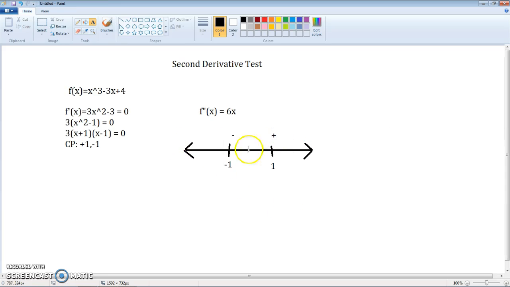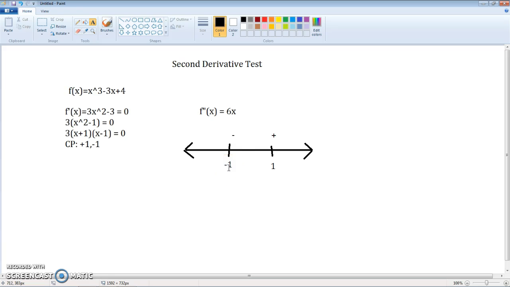So in the second derivative, if it's negative, that means the function is going to be concave down, which is going to be shaped kind of like a hill, which means that this would be a maximum. -1 would be a maximum.